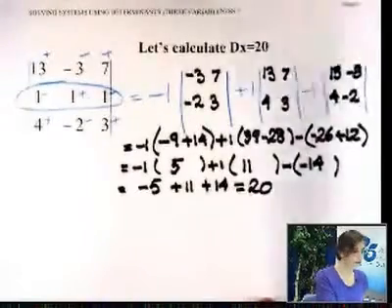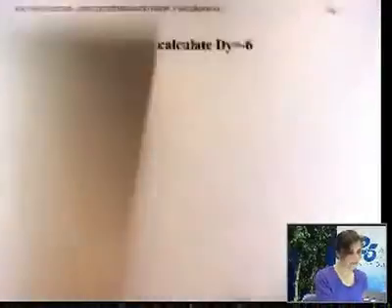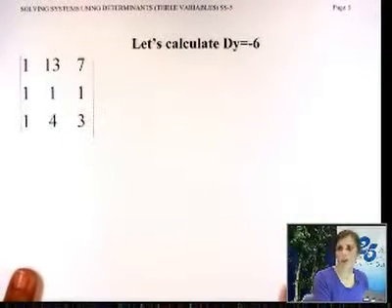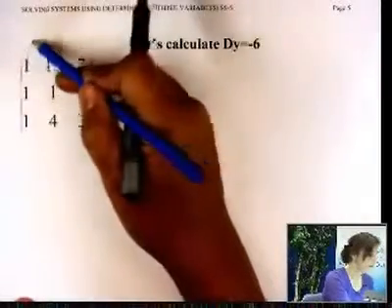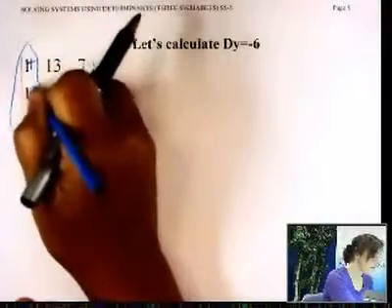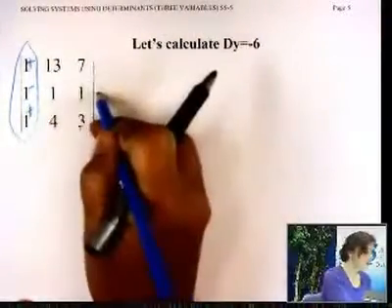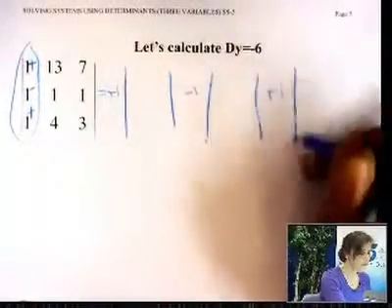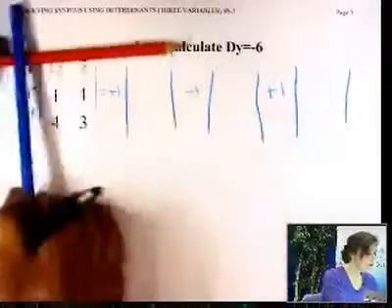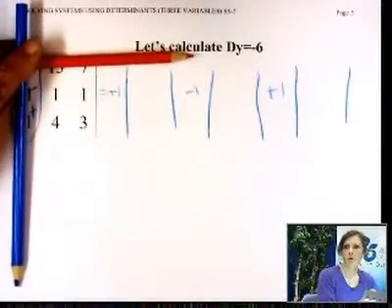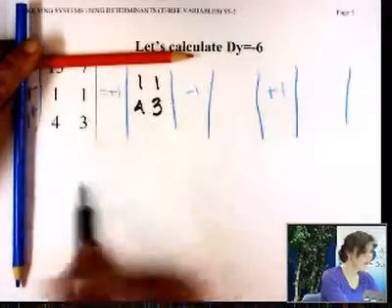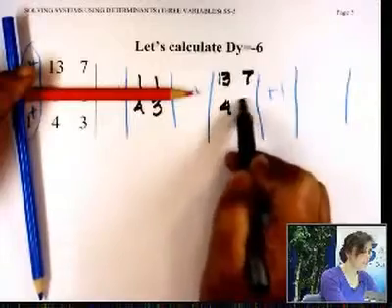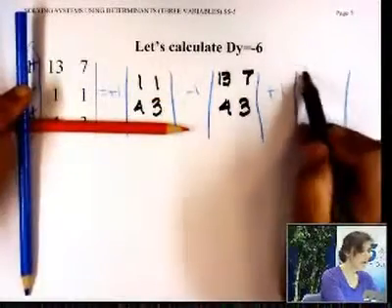All right, let's go do the dy. Okay, I'm going to expand that one with respect to the first column, just for fun. So that's plus, minus, plus. So that means it's plus 1, minus 1, plus 1. So the first column, first row, that's going to be 1, 1, 4, 3. First column, second row, that's 13, 7, 4, 3. First column, third row, 13, 7, 1, 1.